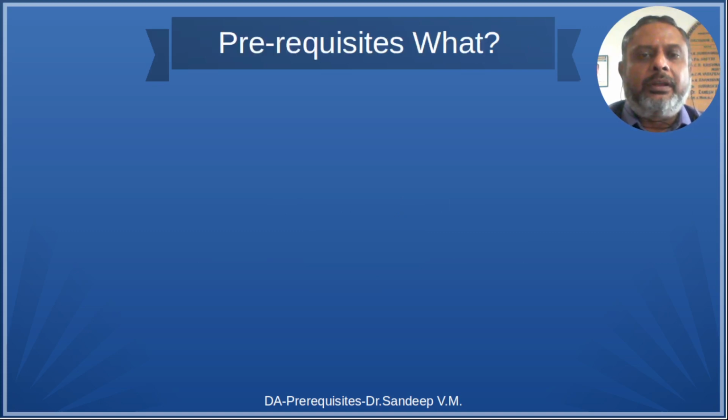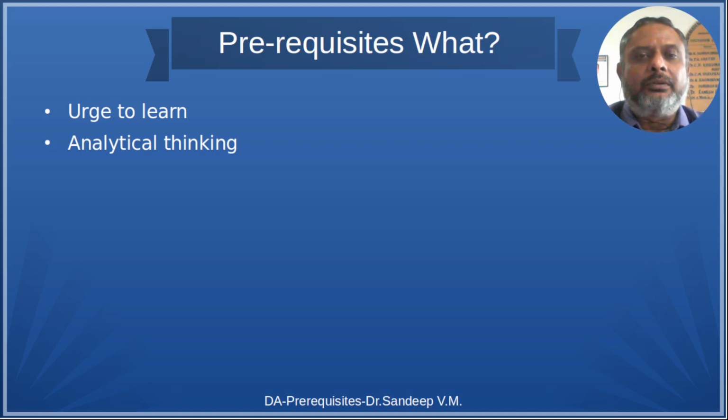So what are the prerequisites? The major prerequisite for any learning is an urge to learn. Yes, of course, we require analytical thinking. That means whenever something is put forth before you, you should keep asking: what is this? Why is this? How did it come? Where is it useful? Why is it useful? Why is it not useful? All such questions should bombard your mind, and you should have an urge to find answers to all these questions.